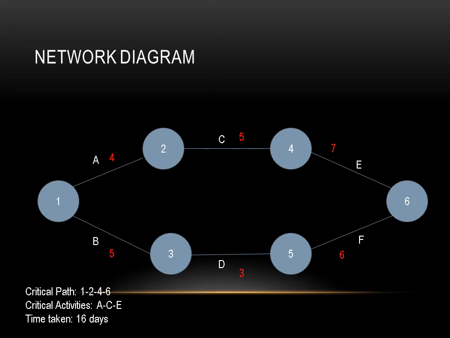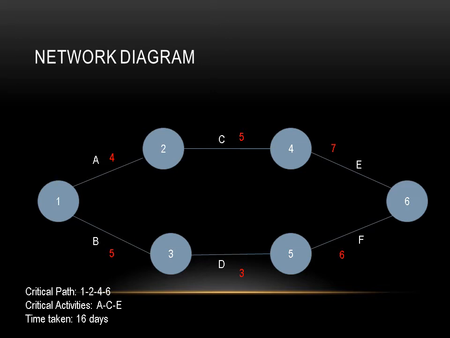To reach 1 to 6, there are two ways: 1, 2, 4, 6, and 1, 3, 5, and 6. First of all, let us consider 1 to 2. At 1, it would be 0 because it is the starting time. Then event 2 would be completed in 0 plus 4 is equal to 4 days. Event 2 would be completed in 4 days.